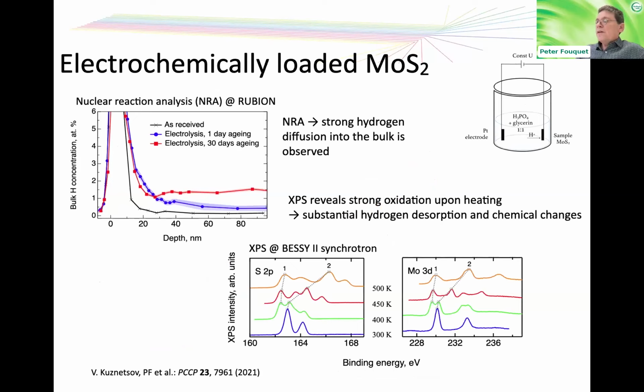Now for the electrochemically loaded samples, where we really did model the process that you have when you do the electrolysis, there we saw even much bigger uptake of hydrogen into the sample. We saw much stronger changes in the XPS, in the X-ray spectroscopy, not only on the sulfur line this time, but also on the molybdenum line. So it's very strongly anchored. There's a lot of real reactivity happening there.